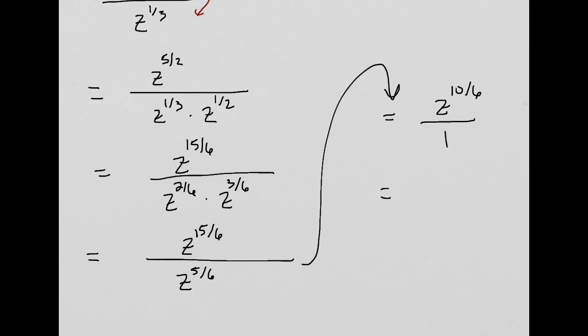So the only thing I can do is simplify that fraction. 10 over 6 becomes 5 over 3. And then since it's over 1, I don't even need to write the fraction part, the over 1 part. So my final answer is just z to the 5 thirds.